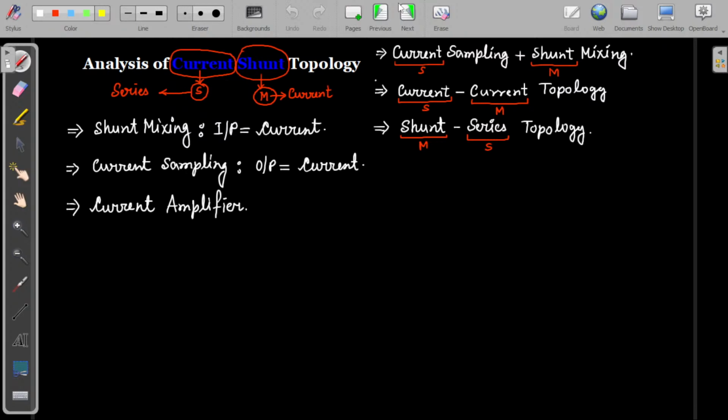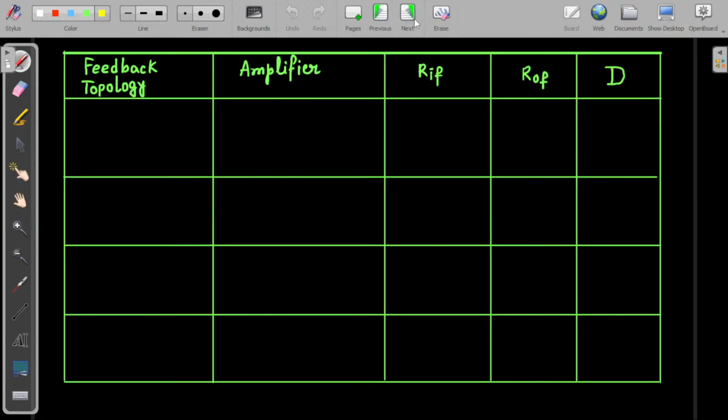Okay, so before going into the original circuit, we will make a conclusion first. We make some conclusion, and that conclusion will be very, very important. So first of all, we are going to make a conclusion of the different feedback topologies.